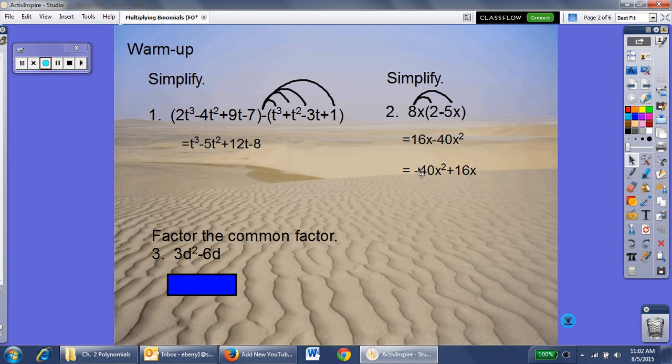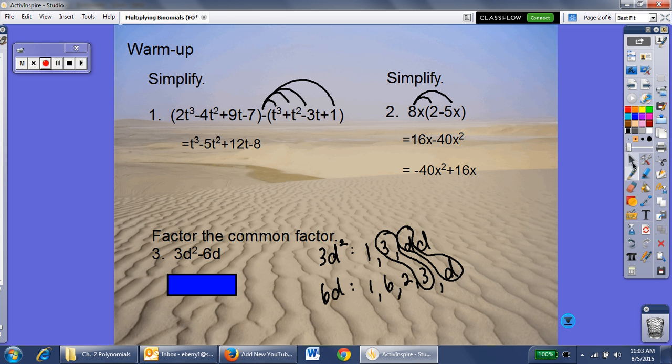And lastly, number 3, factor the common factor. So this means we need to put this back into parentheses. It's like reverse distributing. So looking at 3d squared, we find the factors of it. For 3, we just have 1 times 3 to get 3, and there's 2 d's. And then 6d, we have 1 and 6 to get 6, and also 2 and 3, and there's just 1 d. So let's circle what they have in common, which is a 3 and a d. So this would be the GCF.